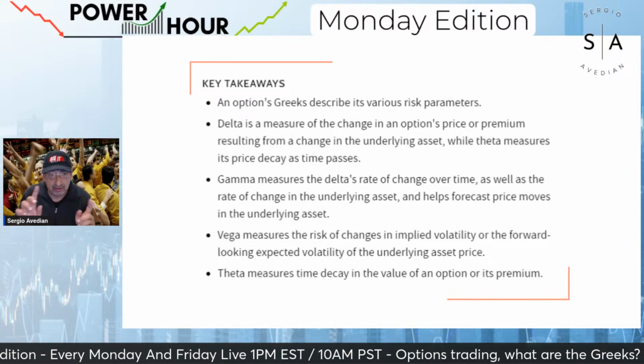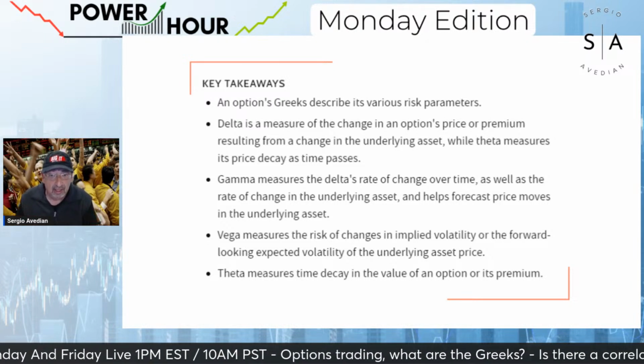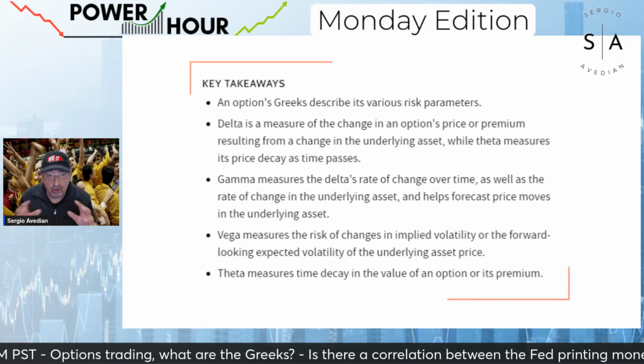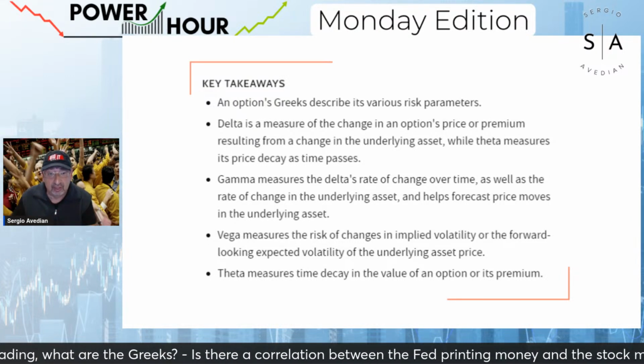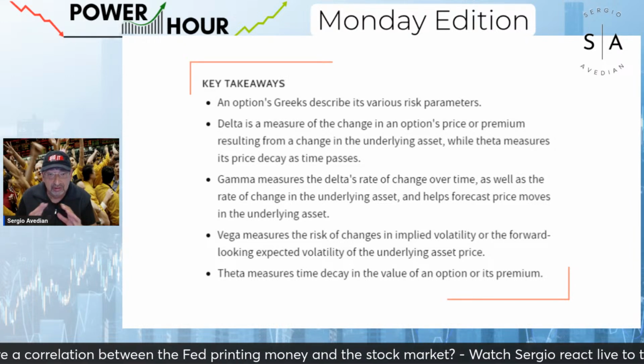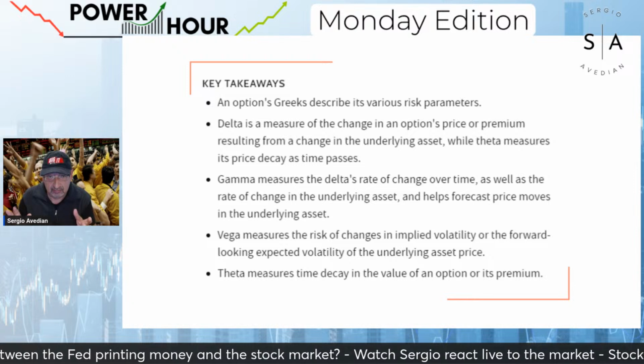So they're all correlated, as you guys can see, right? Or the forward-looking expected volatility. So all of this is correlated. When one moves, obviously the other one is going to move as well. But without going into it too deep, it's going to be all in your option books.